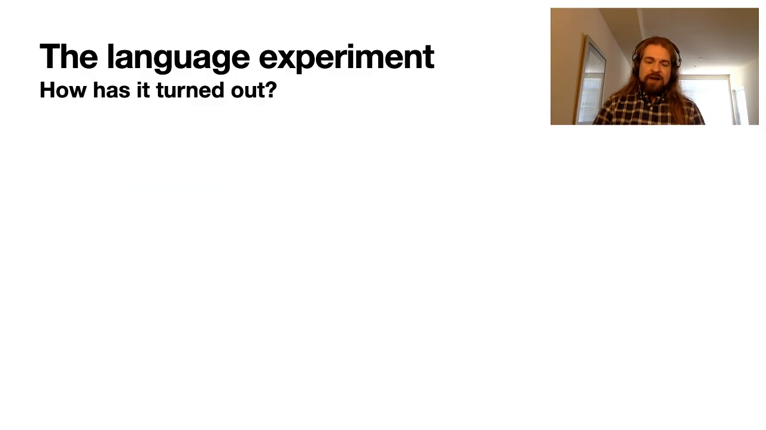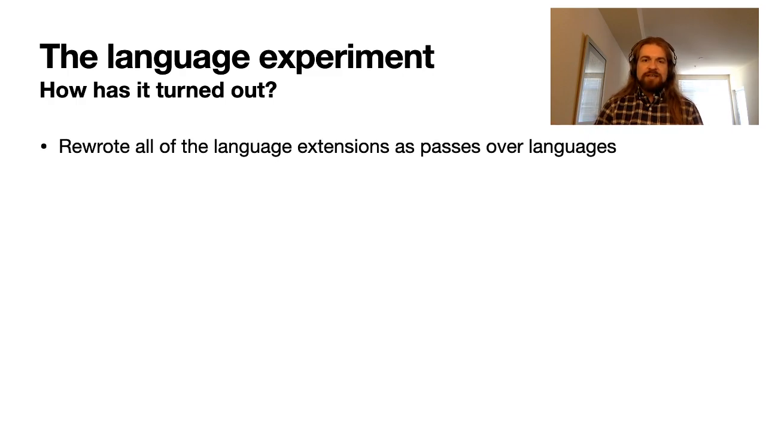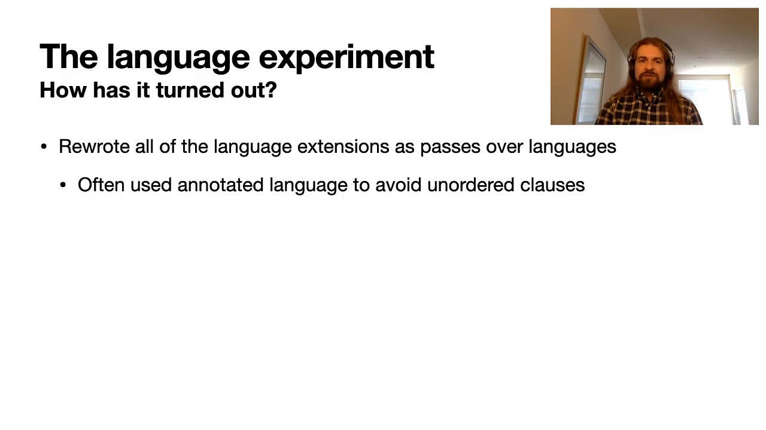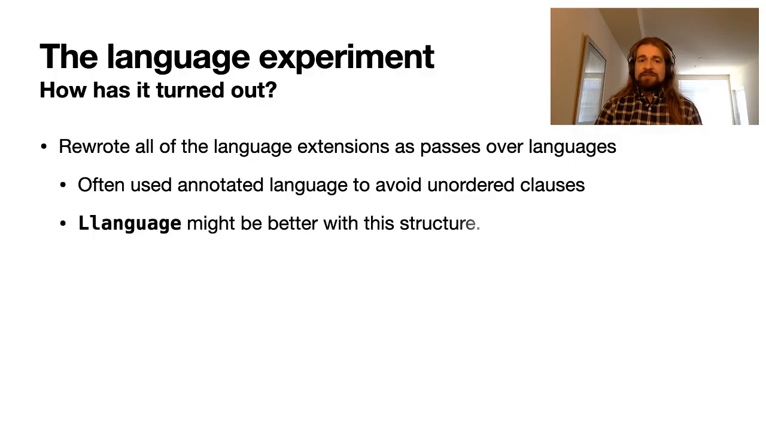So how has the rest of this turned out? I've rewritten all of the language extensions as passes over languages. So I have defined language exp now, and I can define my languages. I can define all of the various extensions to define language that I had listed out before. I found that I often use the annotated language to avoid the unordered clauses, and I think that's an indication that probably the simple language might be better off with a little bit more structure in it so that we no longer have the unordered clauses.